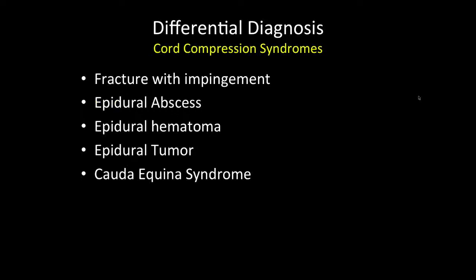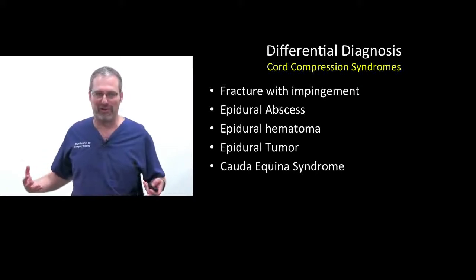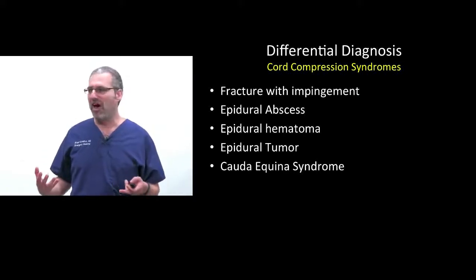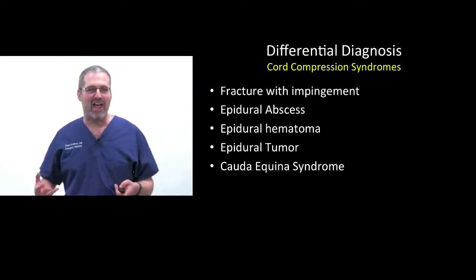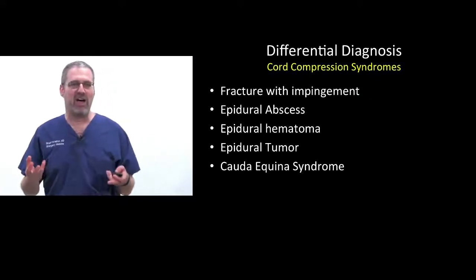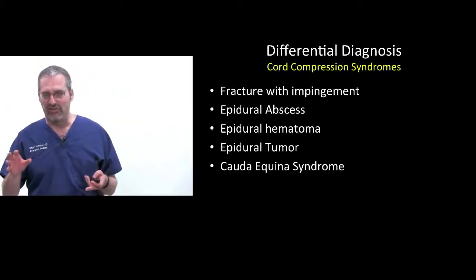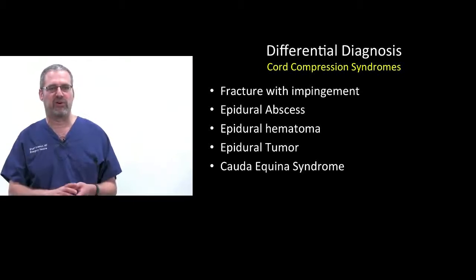So the second big category is cord compression. And on some level, they're all kind of the same. You've got a patient in whom you're concerned about compression on the cord, most often identified by some concerning neurological symptom or sign, and whether it happens to be from an abscess or a tumor or hematoma may not be that critical. It's the fact that you've got some neurologic signs and symptoms that tip you off that there could be some compression here.